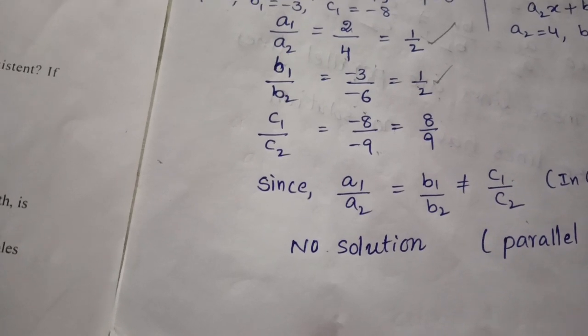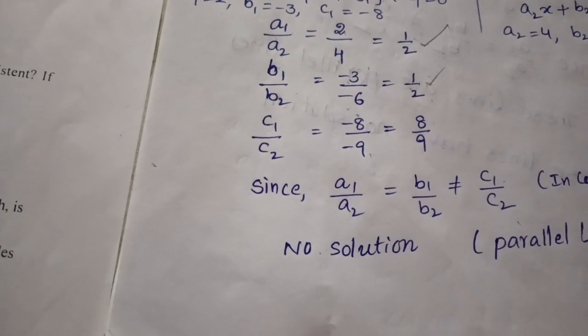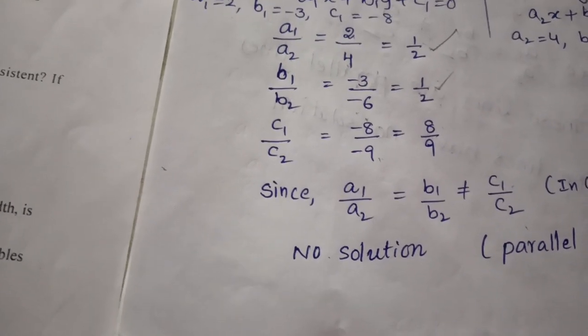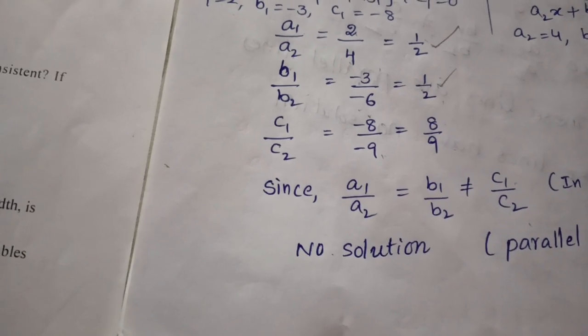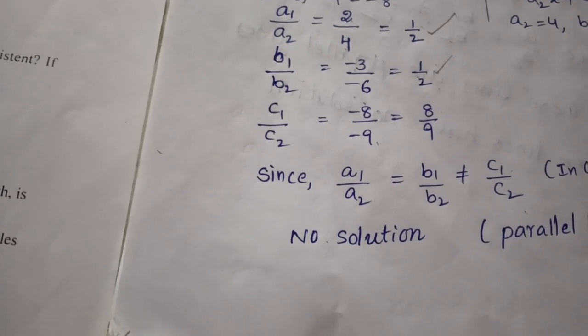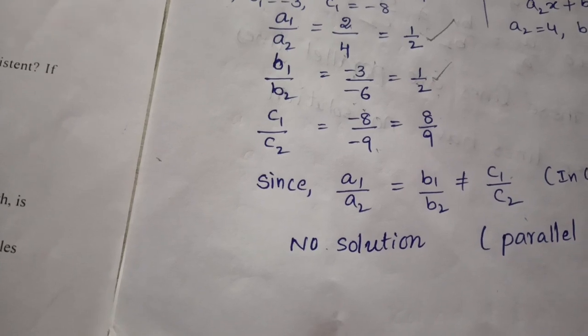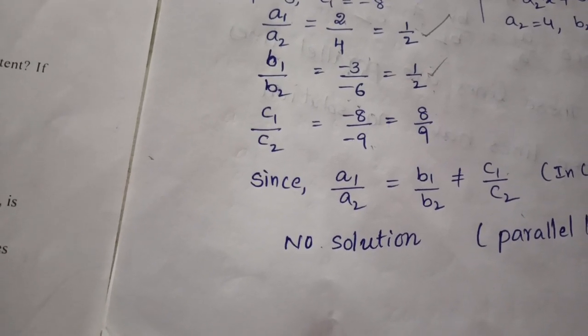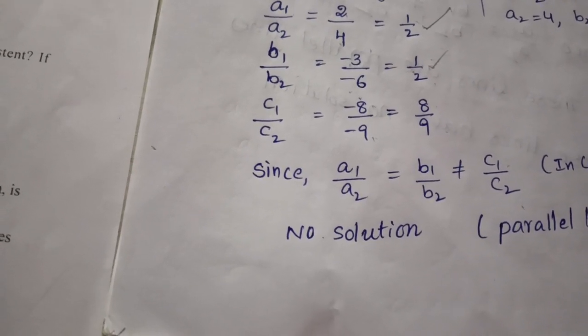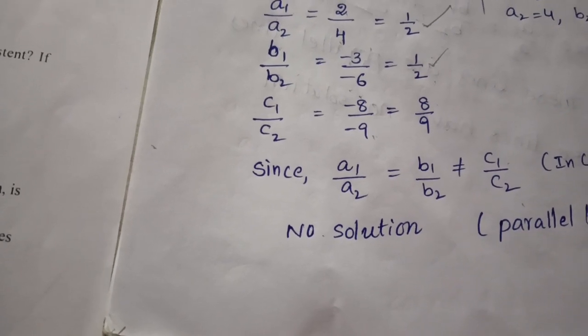Consistent lines are intersecting lines or coincident lines. Consistent lines have a unique solution. Intersecting lines have a unique solution. When consistent lines are coincident, at that time they have many solutions.